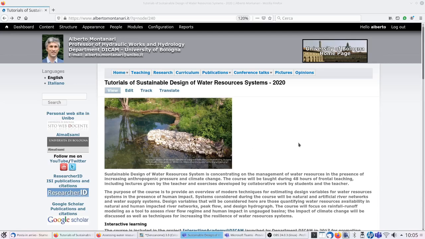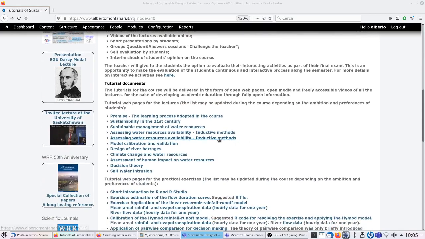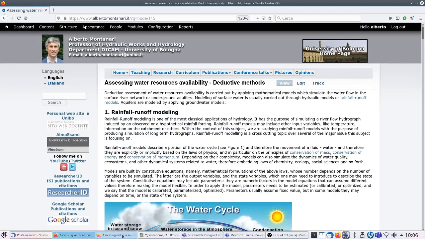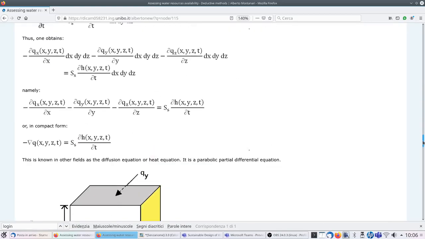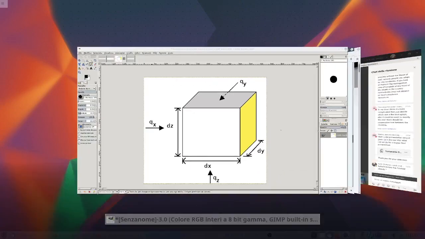So, we are at this lecture, deductive methods, and I go to the large screen, and let me go to the end, because we were talking about groundwater, deductive assessment of groundwater resources. So we were here. So this is our control volume.